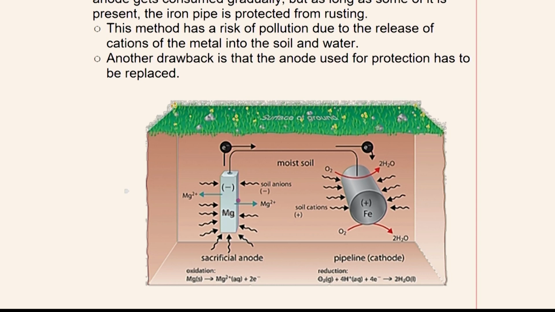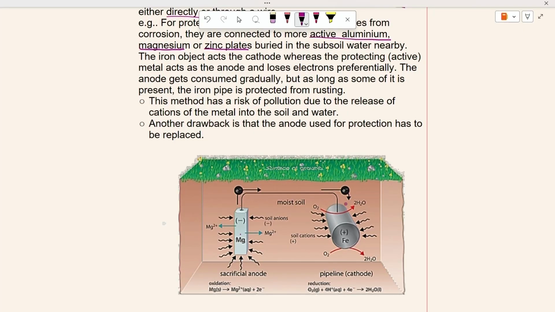Magnesium undergoes oxidation in preference to iron. When magnesium gets oxidized, it pumps its electrons to the iron. Iron is made the cathode because it accepts electrons, so magnesium acts as the anode and iron acts as the cathode. Since there is electron density at the iron surface, it is incapable of getting oxidized, so the iron material is protected.